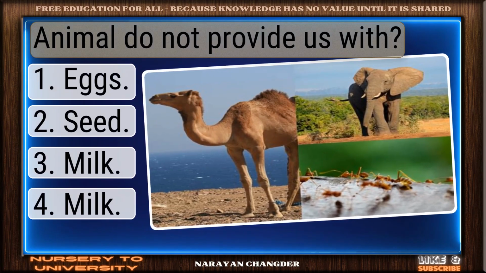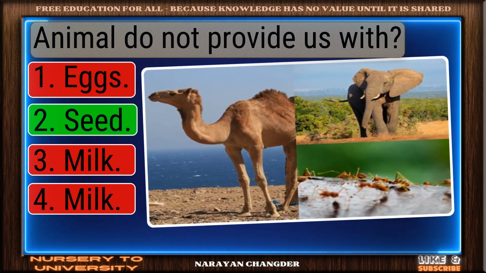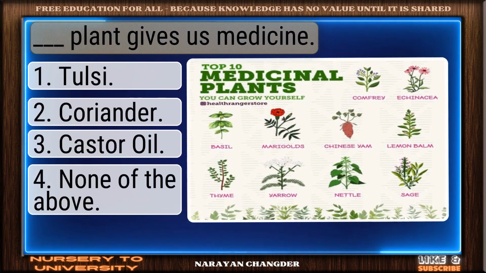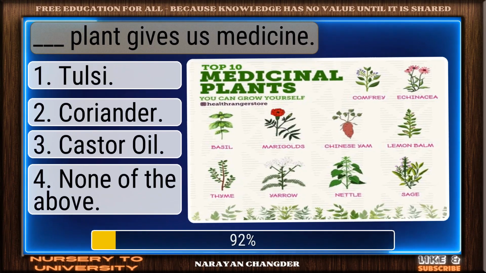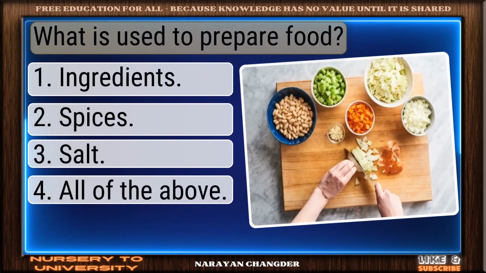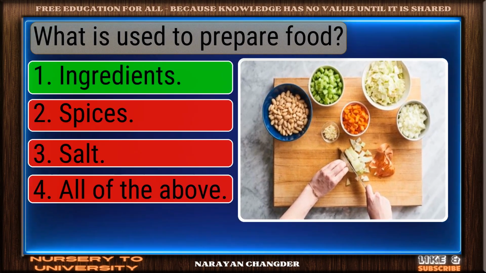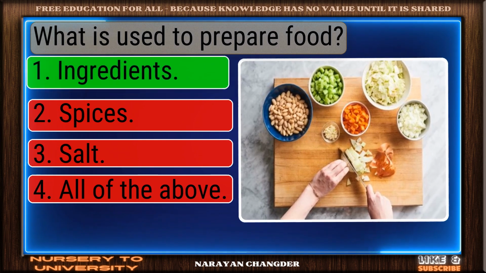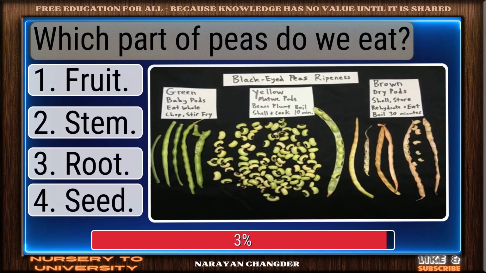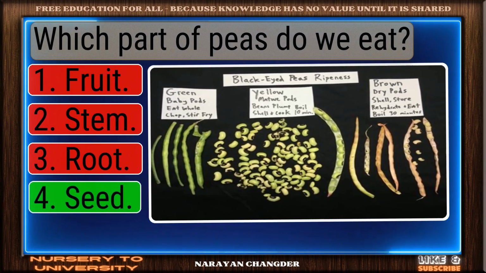Animal do not provide us with. Perfect. Seed is the correct choice. Dash plant gives us medicine. Well done. Tulsi is the right choice. What is used to prepare food? Strong choice. Ingredients is the right answer. Which part of peas do we eat? Valid point. Seed is true.